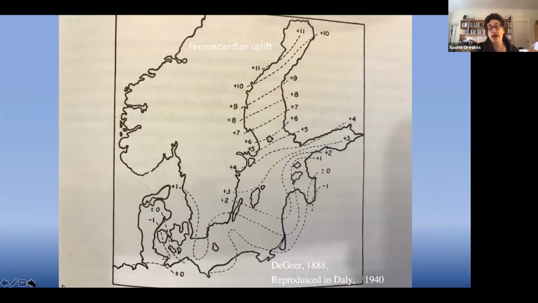And this is just a graph. This is from 1888, De Geer. This is his map showing the extent of uplift in the Fennoscandian region, where you can see this very extensive uplift of at least up to 10, oh, I'm sorry, I've forgotten now if it's meters or centimeters. I believe it's meters, up to 10 meters or 11 meters in the northern part of, well, sort of central Sweden and Norway.